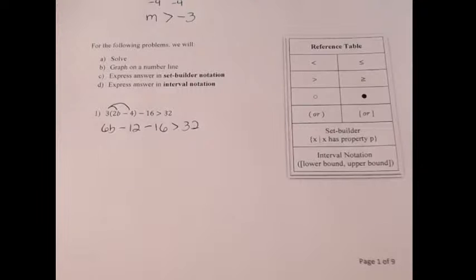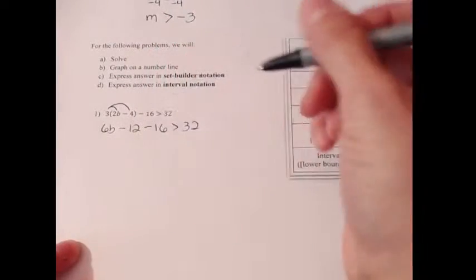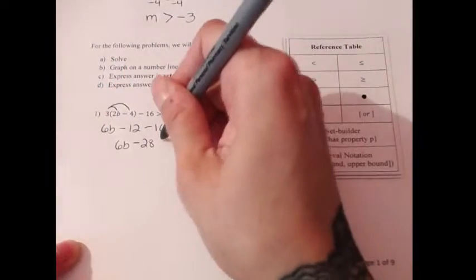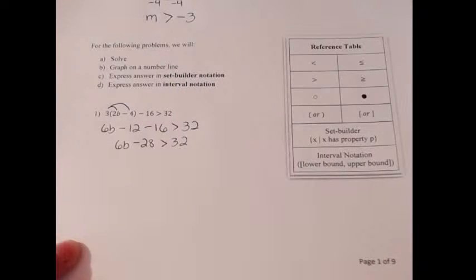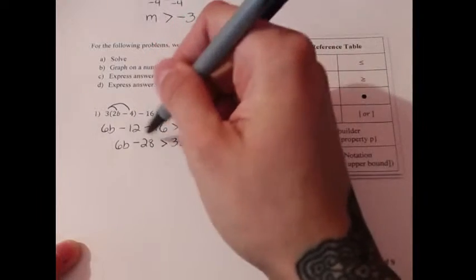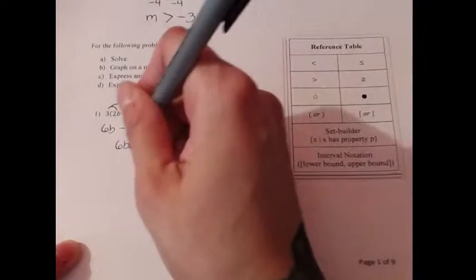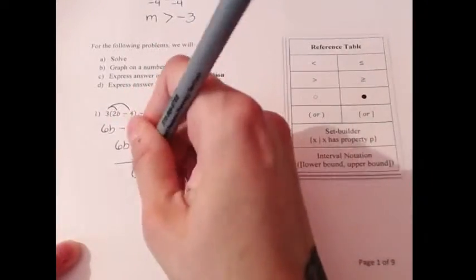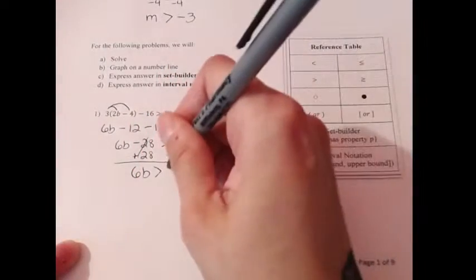The next thing we're going to do here is combine like terms. We always clean up our equations, essentially. We always combine like terms before we move terms around. So negative 12 and a negative 16, well, that gives me a negative 28. So I have 6b minus 28 is greater than 32. My next step is to say, okay, well, I want to solve for b. So I need to move the 28 over to the 32 by using the opposite operation. So we're going to add 28 to both sides. That leaves me with 6b is greater than 60.